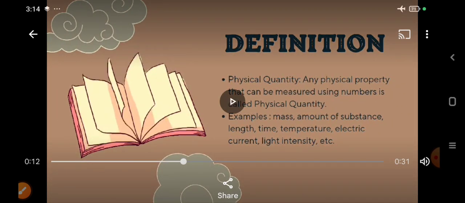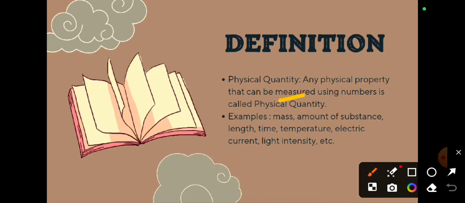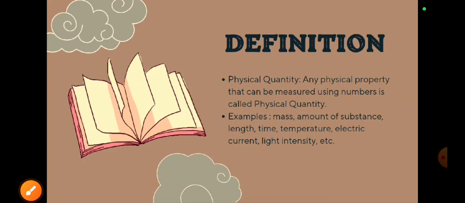Quantity means any amount of substance used to measure that particular substance, right? That is called as quantity. Amount of substance is called as what? Quantity. Here, first one we will see about the physical quantity. What is meant by physical quantity? The quantity which we can measure is called as physical quantity.